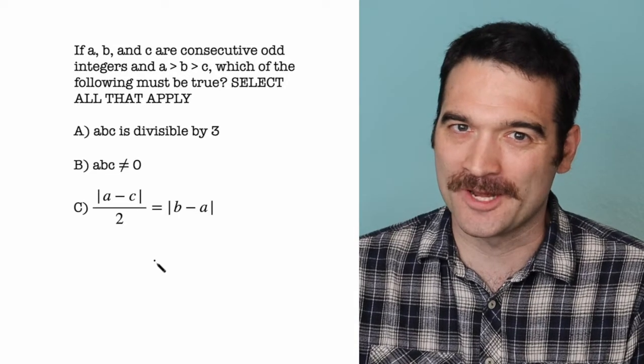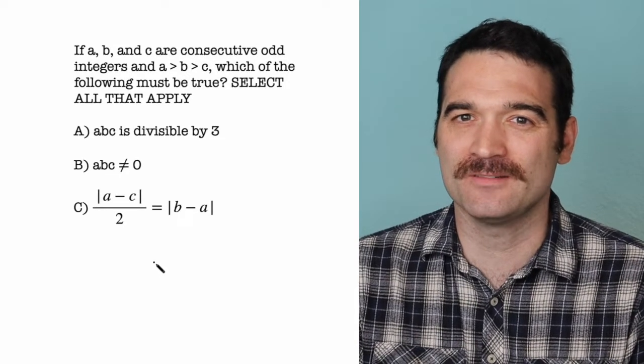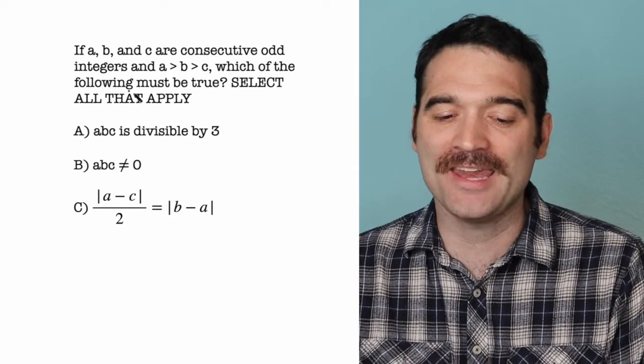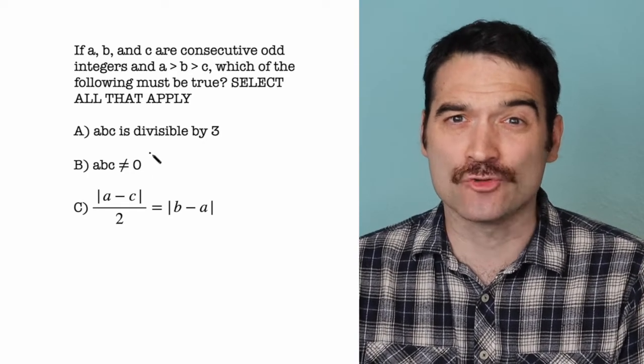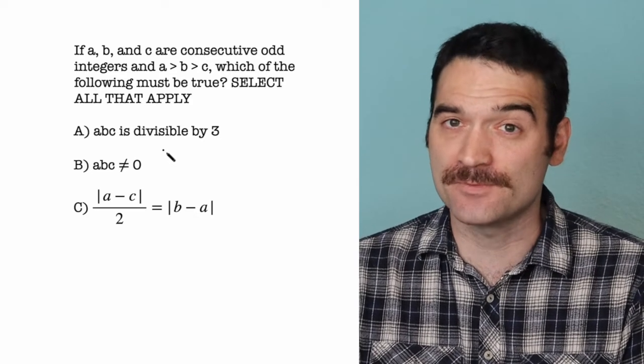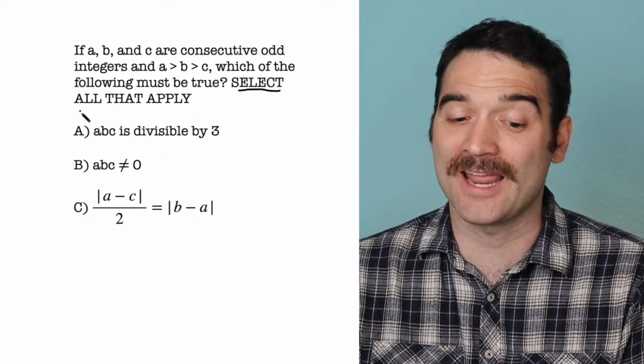Oh boy, we got a good one here. This is a GRE algebra question. Let's take a look. If A, B, and C are consecutive odd integers and A is greater than B is greater than C, which of the following must be true? And we're going to choose all that apply here.